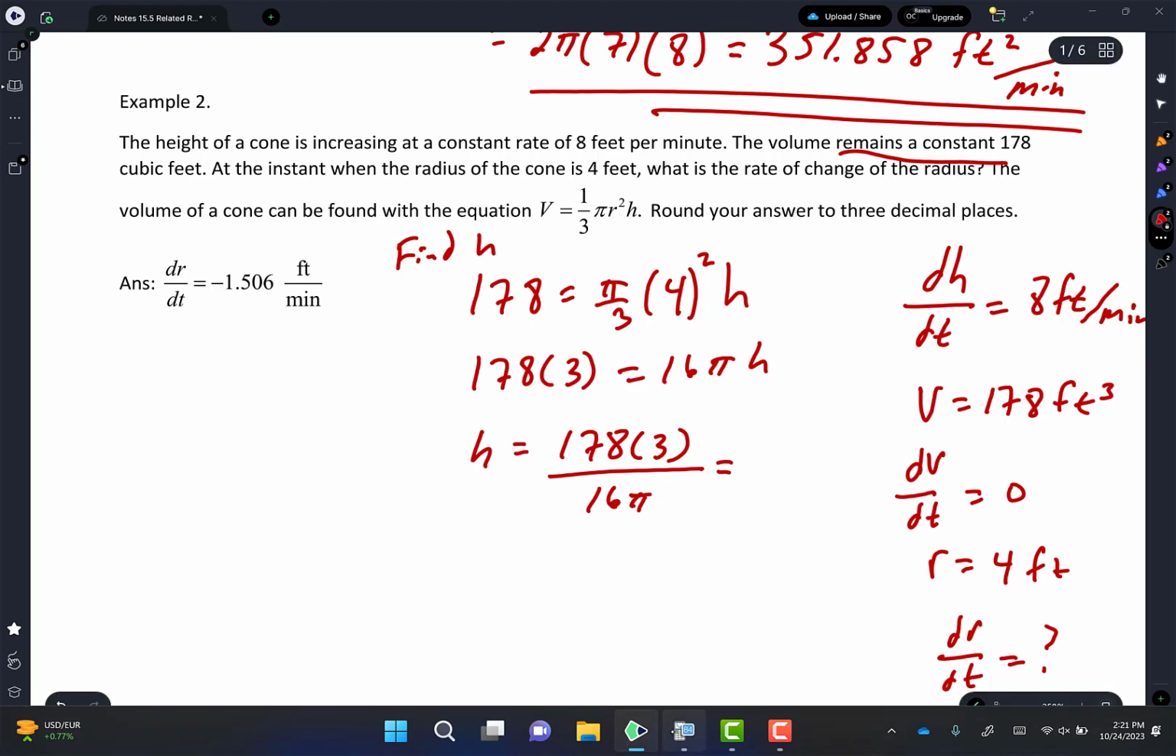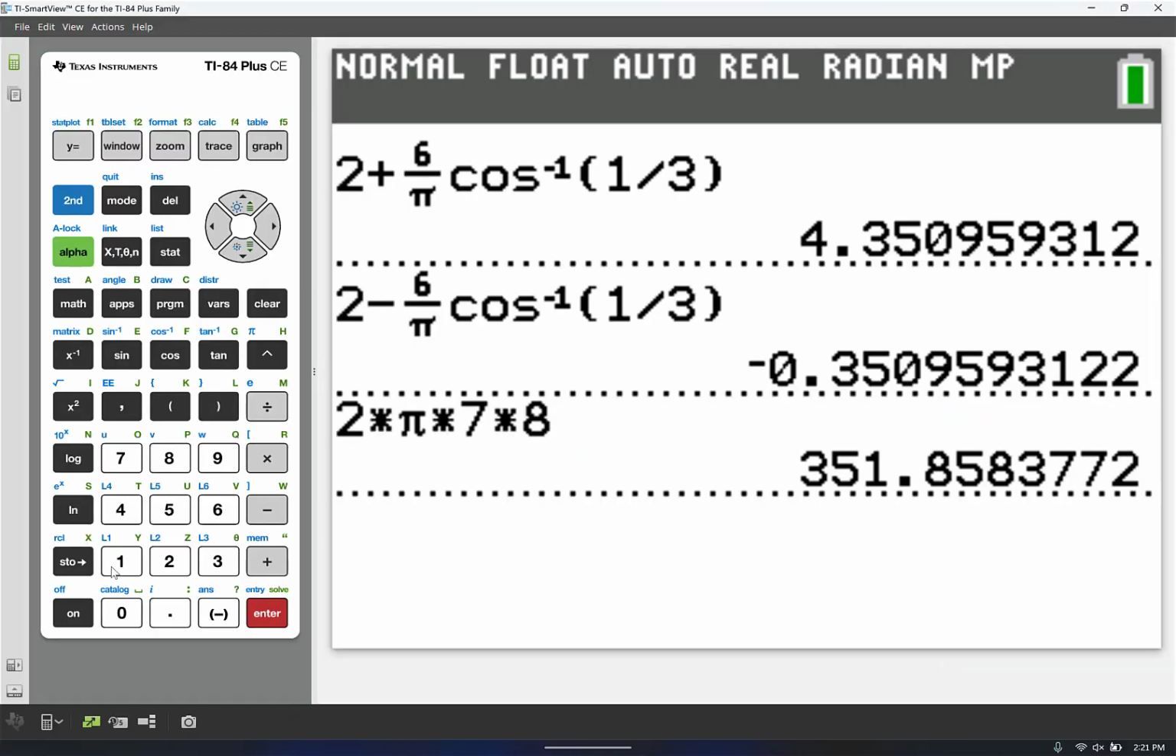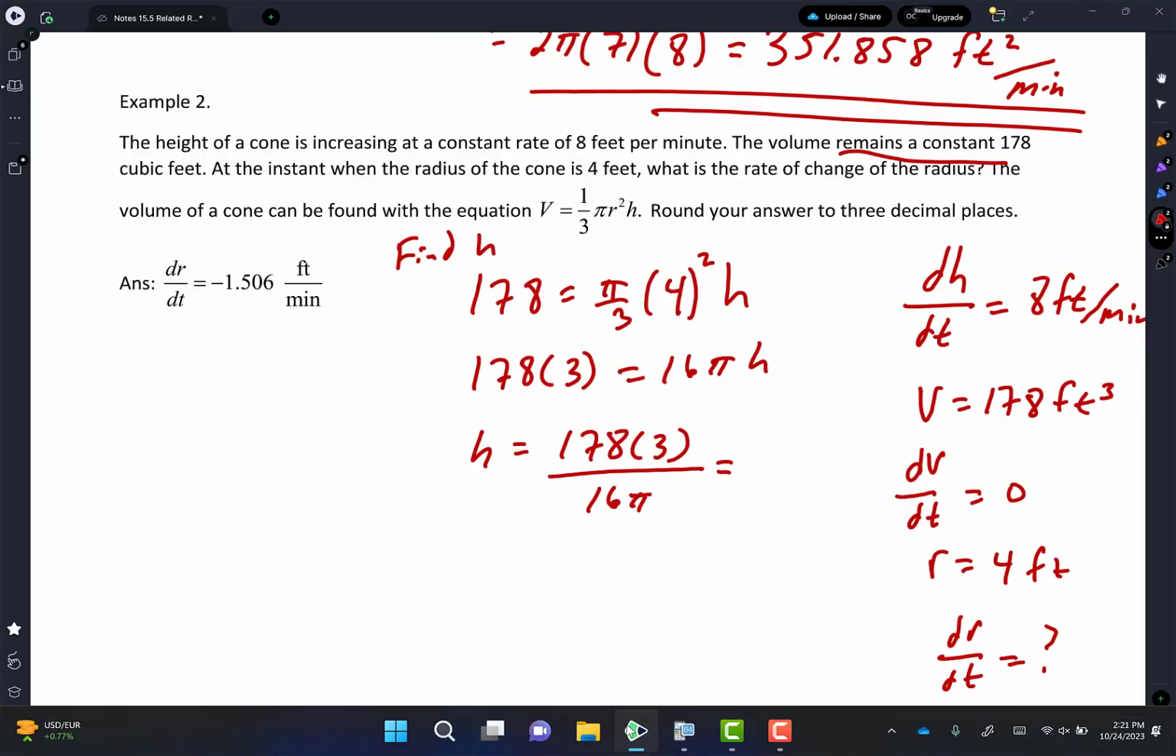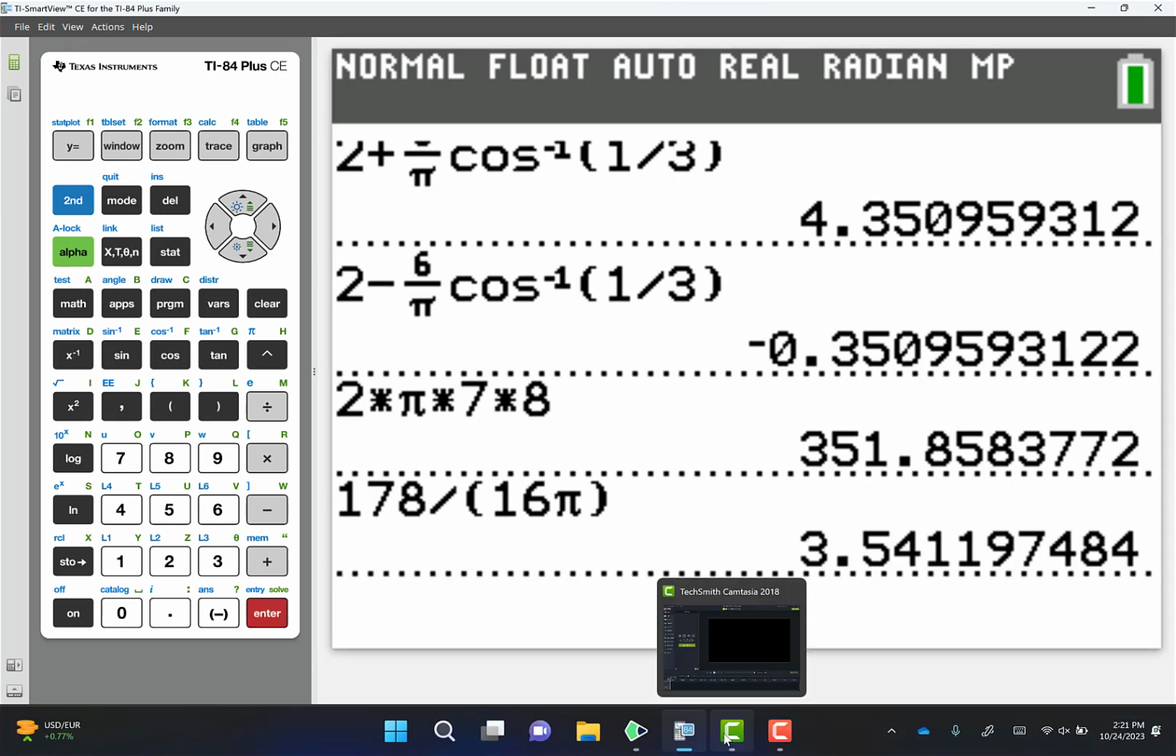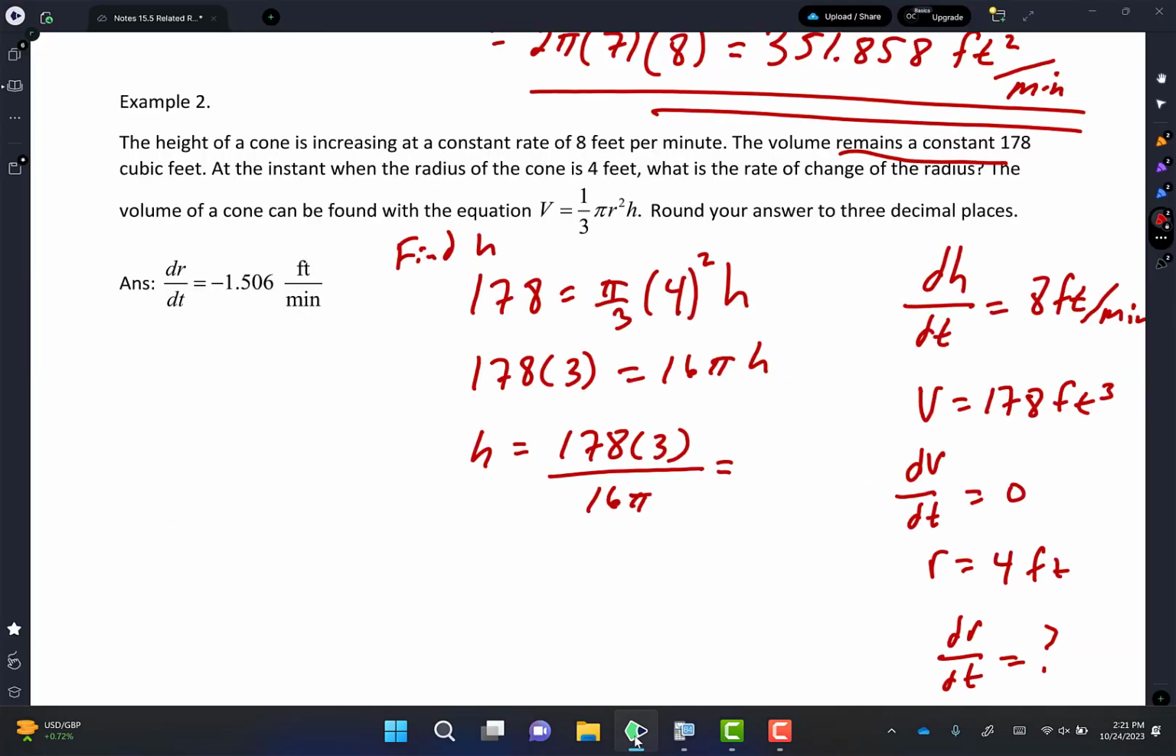Take your calculator. And I'm going to go 178 divided by, open parenthesis because the calculator is dumb, and I'm going to put 16 pi in parentheses. You can also use the fraction feature, but tell the calculator to give you a decimal. And I'm going to push enter. And you see this number, 3.5411? I'm going to store that in the calculator as a register. I'm going to store that to A. So I'm going to put an arrow, and I'm going to call it A.